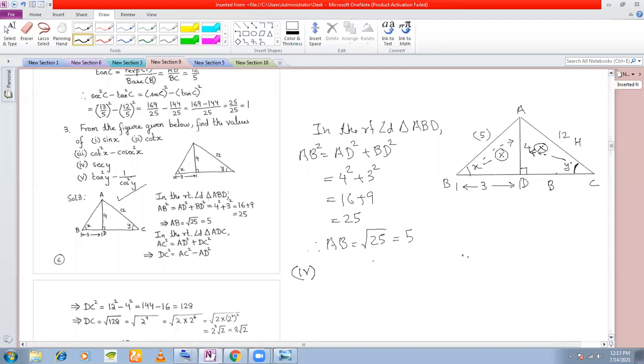But here, what do we know? We know the perpendicular 4, we know the hypotenuse. We don't know the base. So let's calculate the base. So before going to number 4, we first write in the right angle triangle.